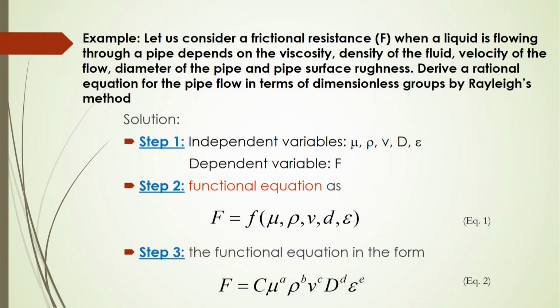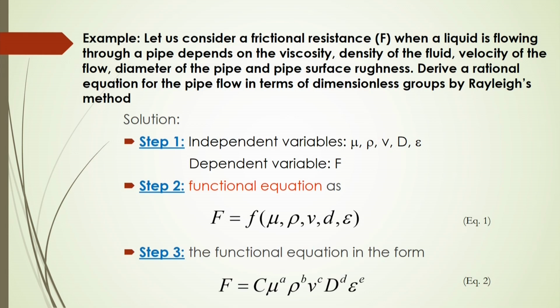Now, let us do this example. Let us consider a frictional resistance F when a liquid is flowing through a pipe, which depends on the viscosity and density of the fluid, the velocity of the flow, the diameter of the pipe and the pipe surface roughness. In this case you have to derive a rational equation for the pipe flow in terms of dimensionless groups by Rayleigh's method.